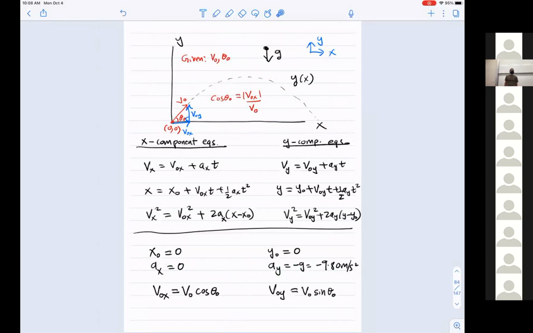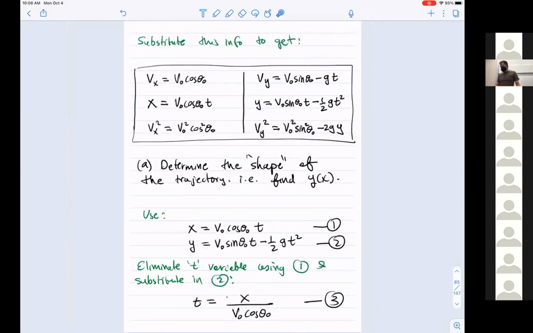Maybe a WebAssign problem is something like, once it's launched at this speed and this angle, what is its height when x is a half a meter or something like that? Then one way you might do that is to simply determine what is y as a function of x. Once you have that, you can plug in x equals a half meter and then see what the y is at that point. Any questions on that?